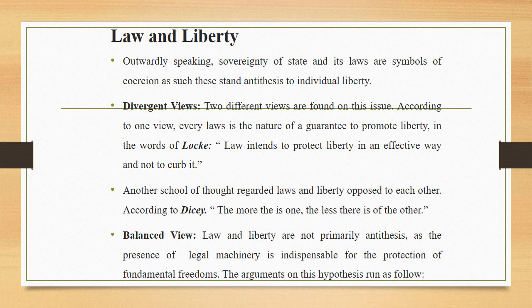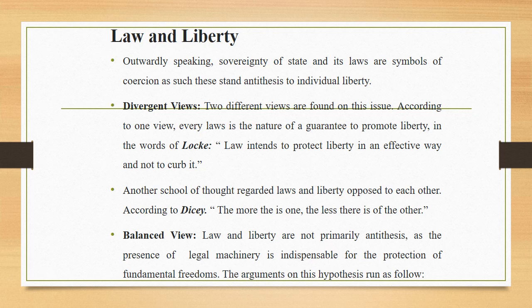Law and liberty. Outwardly speaking, sovereignty of state and its laws are symbols of coercion. As such, these stand antithesis to individual liberty. So laws are considered basically a hurdle to the liberty of the individual, because law imposes some restrictions, some restraints, and that's why it is an antithesis to individual liberty.